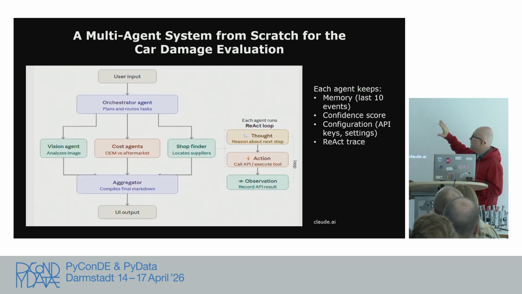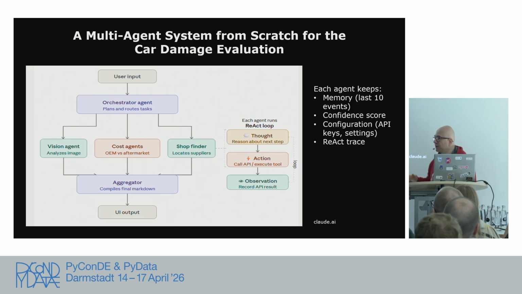So this is the architecture of the app. You upload the picture with the location. This information goes into the orchestrator agent. This orchestrator agent maps everything and plans each step of each agent. Each agent works sequentially. There is the vision agent, the first that analyzes the images and provides detailed information about the damaged parts, also with the classification of the severity: minor, moderate, or severe.